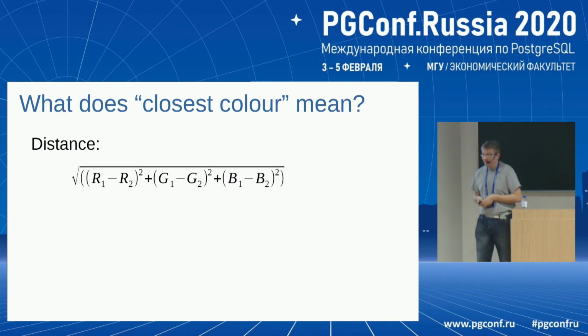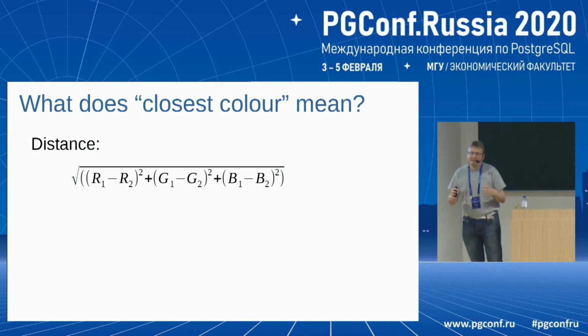Well, we have to define what it means to be the closest color. And I'm going to use a simple distance function. So I'm imagining that the color is a point in a three-dimensional space, so you can compute the distance between two colors with this formula.